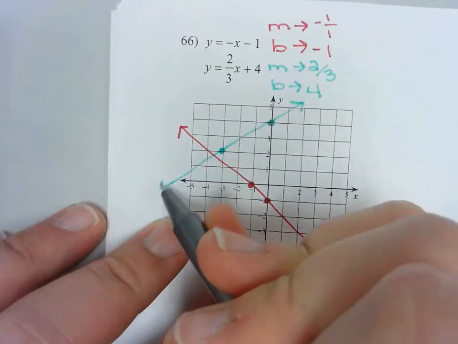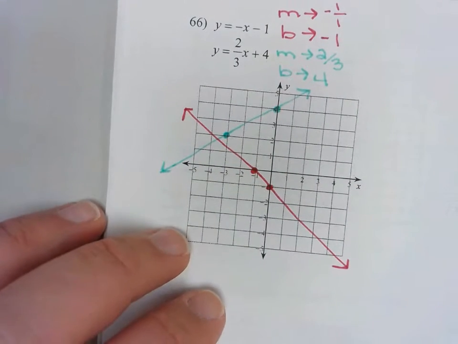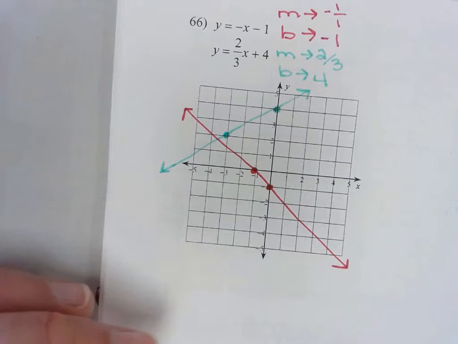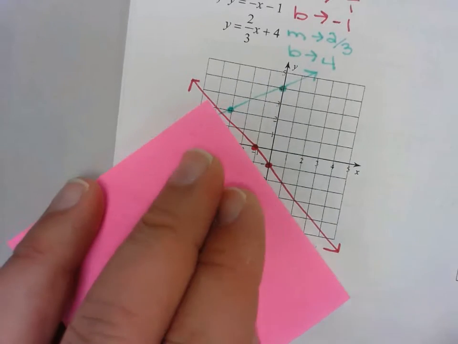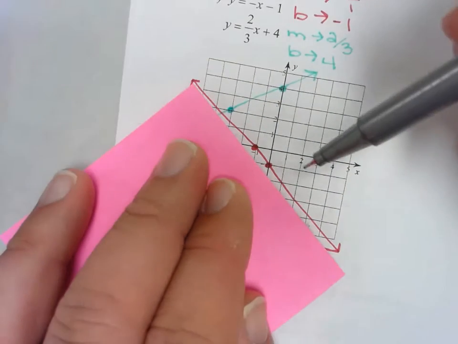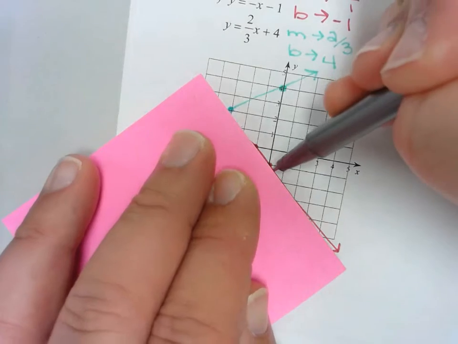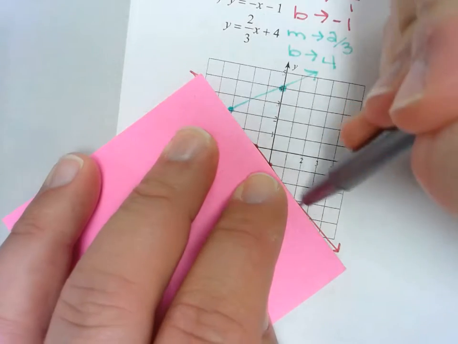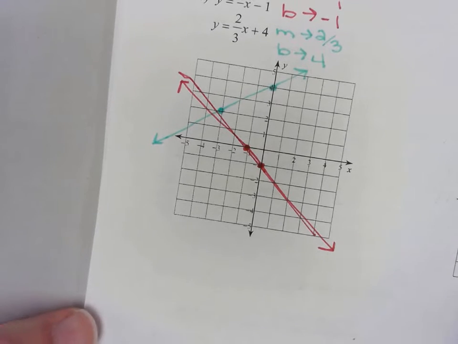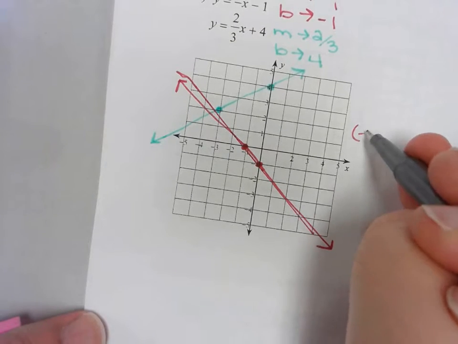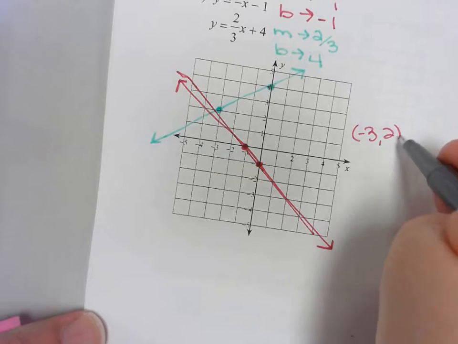Okay, so as I look at this, this is why we probably should use rulers. Hopefully your line is better than mine. We're looking for the point where they cross, and you can see that my line kind of goes off because I didn't graph it very well. If I would have graphed it straight, what point does it look like it crosses at? -3, 2. So my solution is -3, 2.